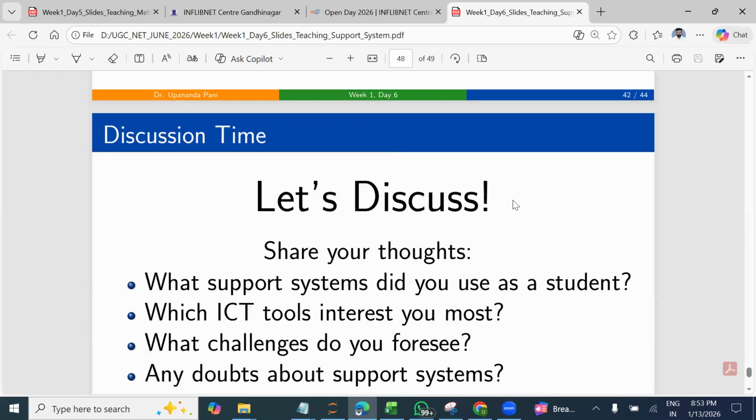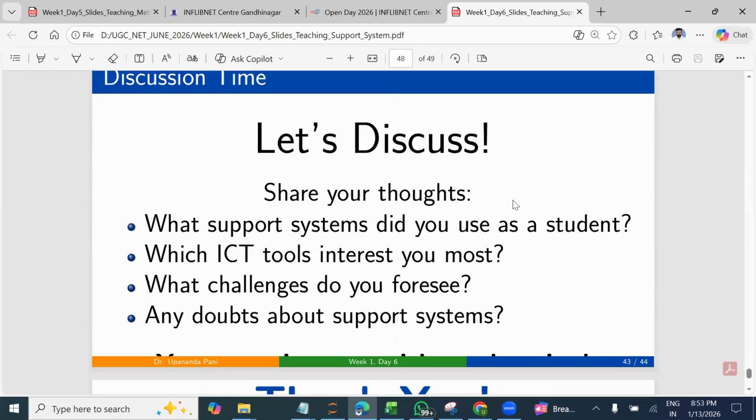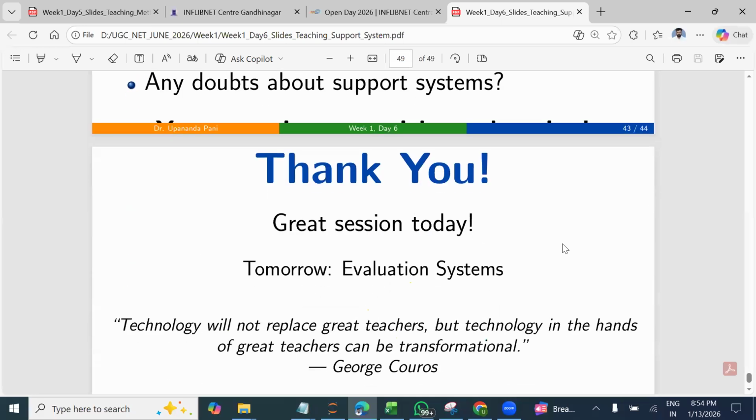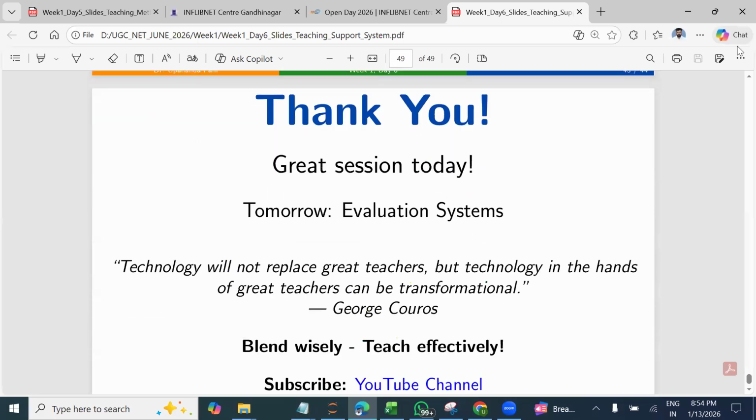Okay, so today's session we have already completed. So you can share your thoughts on these questions. What support system did you use as a student? Which ICT tool interests you most? What challenges do you foresee? Any doubts about the support system? And so it was again a great session today. Tomorrow we are going to discuss more on the evaluation system.